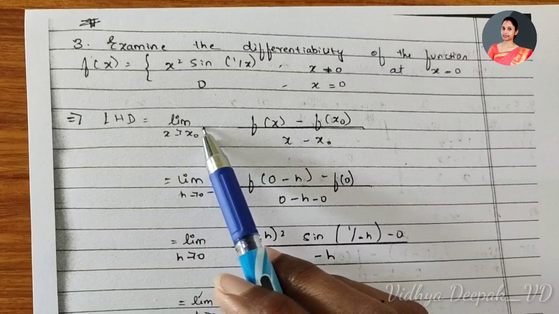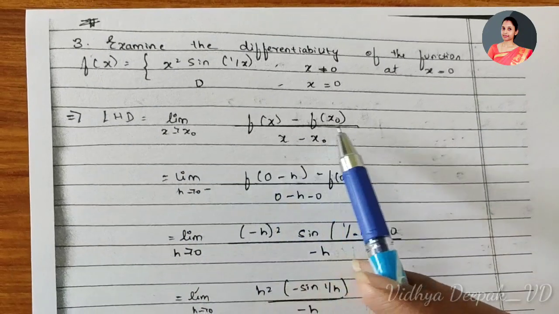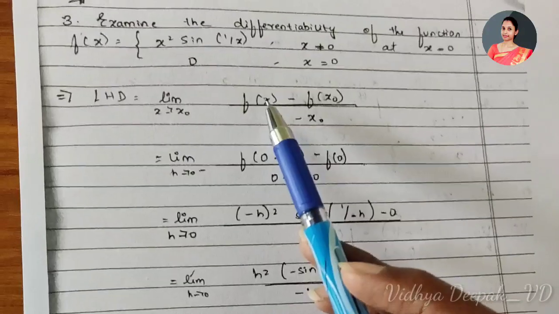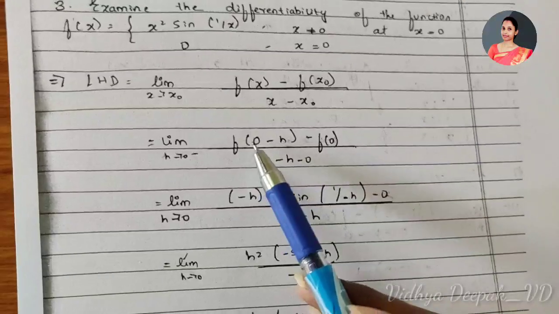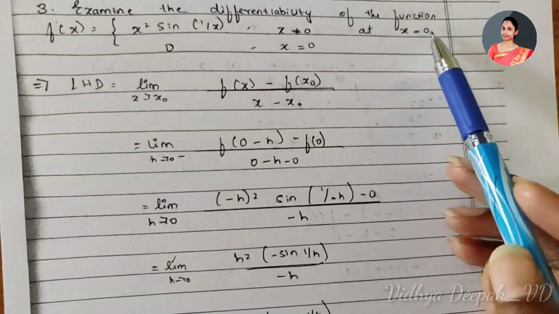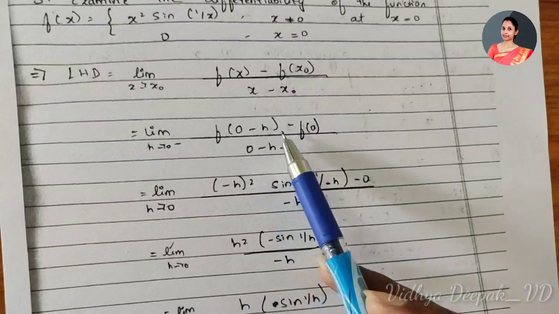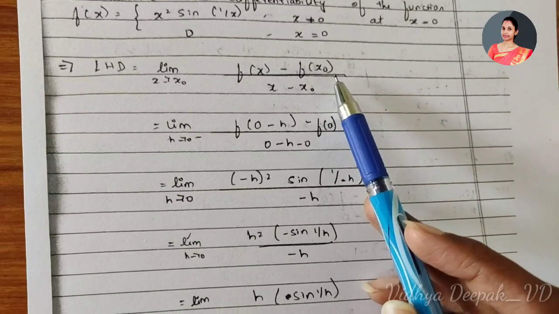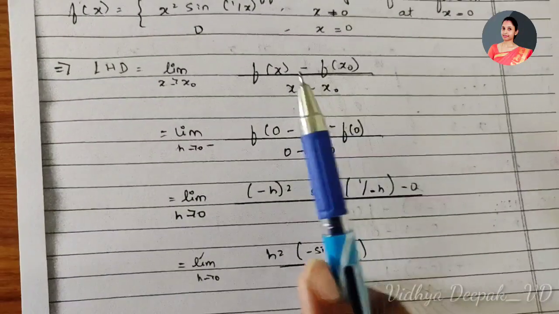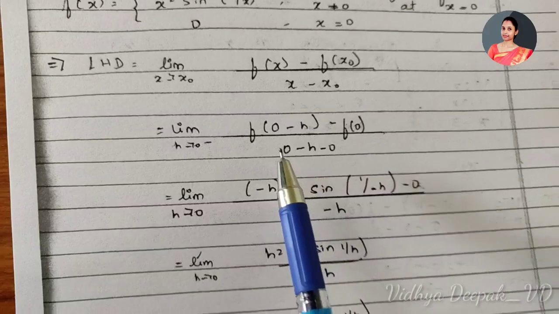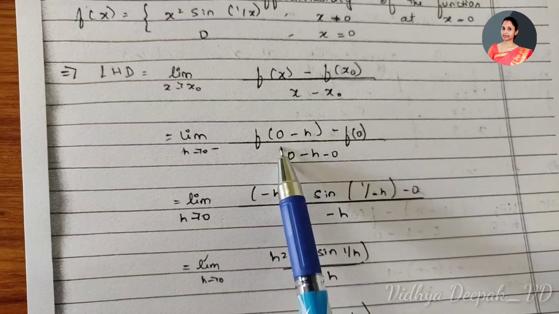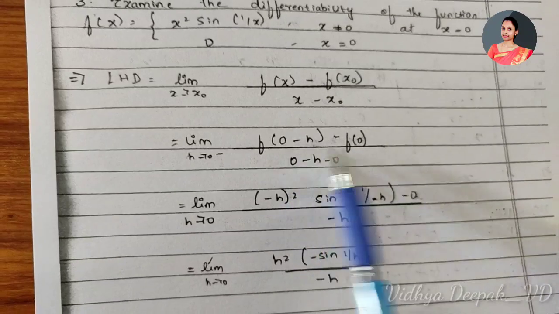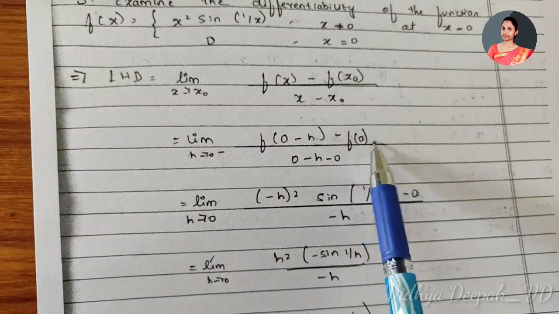So we have a formula here: limit x tends to x naught, f of x minus f of x naught divided by x minus x naught. So here in the place of x you are substituting a minus h. What is a here? A is this, 0 minus h. f of x naught, so what is f of x naught? It's 0. So here instead of remembering it as a minus h, you should remember it as x naught minus h. So you will not get confused. So 0 minus h, f of 0.